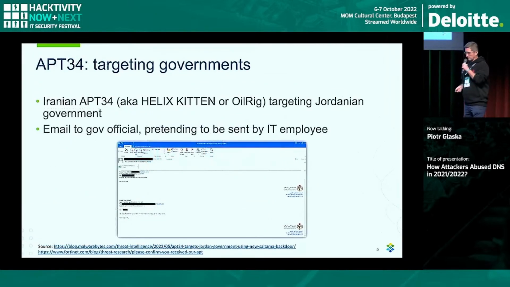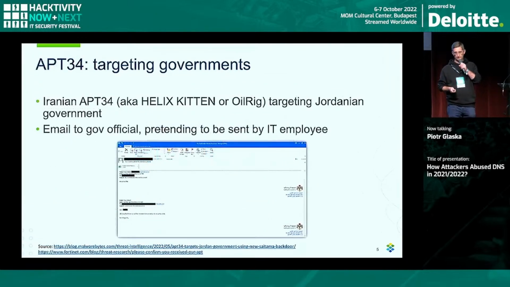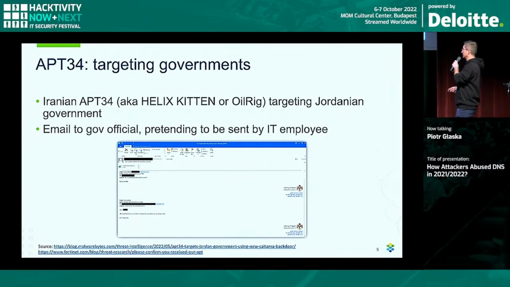Let's look at another example in more detail. Here we have an attack by APT34 group, which is Iranian APT group. And here we have example from this year of the attack targeting Jordanian government. There was an email sent to government official. The sender was pretending to be an IT employee. So basically first name, last name was of the real IT employee.